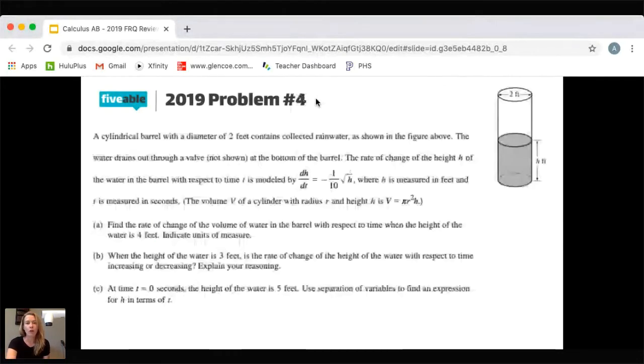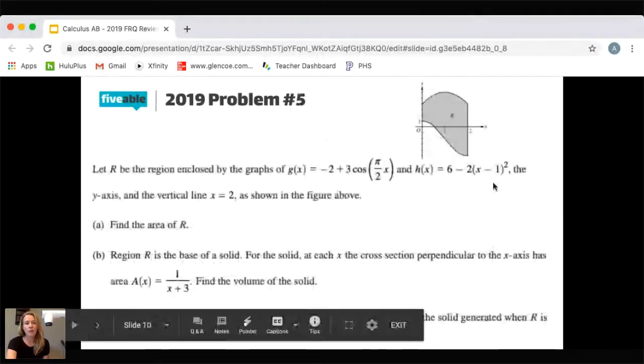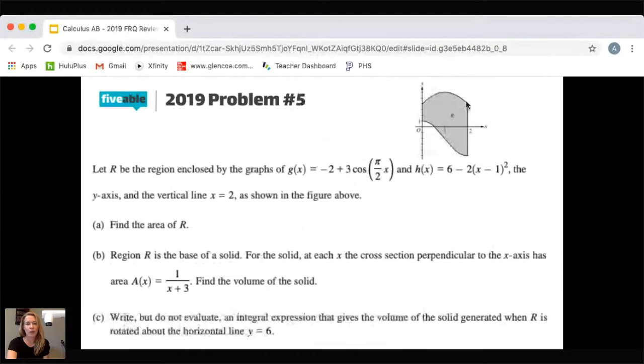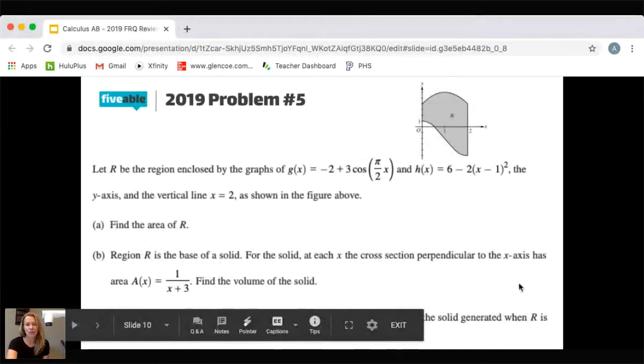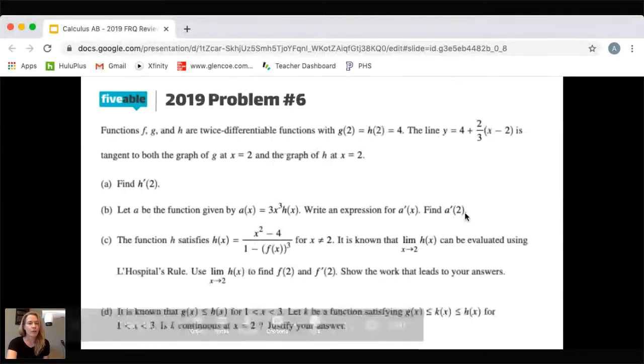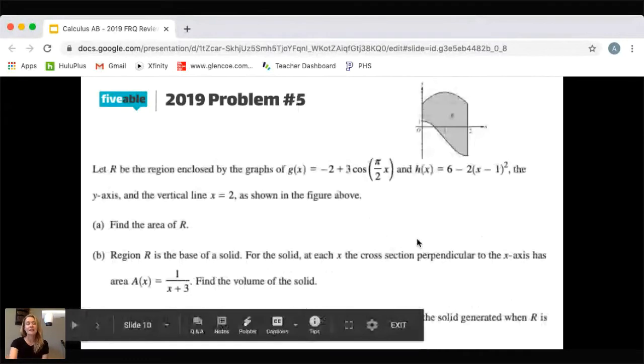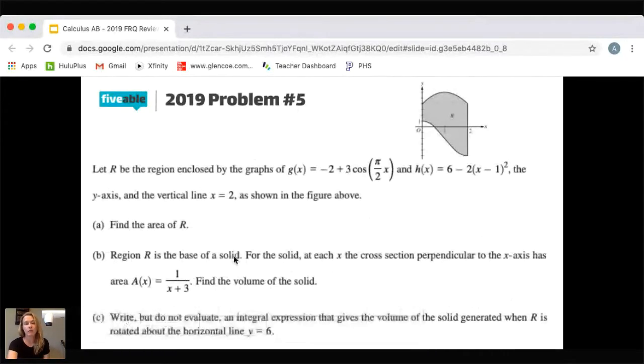Problem number 4 looks like a related rates problem. You've got, what are they calling it this time? This is a cylindrical barrel collecting rainwater. Problem number 5 is a region enclosed, and we are probably going to be rotating that. I bet we're finding the area, we're finding cross-section shapes, and we're rotating around an axis. And yes, in fact, this particular problem is part of the material that's not included for AB this year. It is a BC only topic just this year, but it was on last year's test. So probably we won't focus on this one.